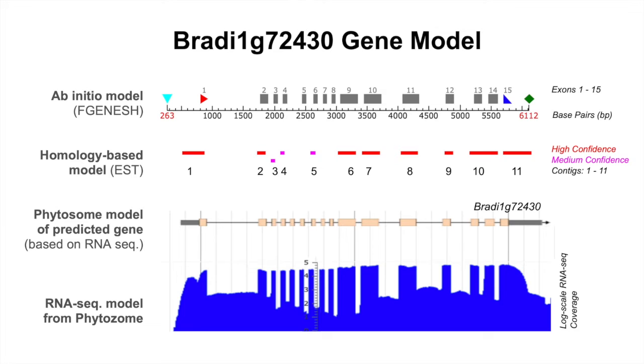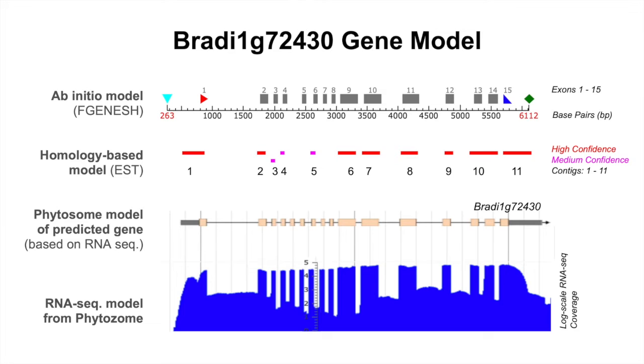Using bioinformatics, we constructed computer-based models and were able to develop a holistic map of our gene. So the first ab initio model was constructed using FGENESH, and the output revealed a result of 15 predicted exons, which the RNA-seq models also predicted as well.